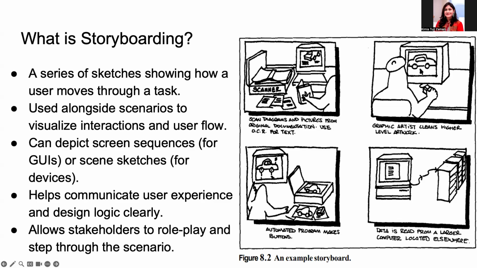Here, the storyboard shows a person using a system for digitizing images. It begins with the user scanning diagrams and pictures and then moves to the artist editing the images, followed by an automating program generating buttons, and finally data being read from a larger computer. Even without detailed drawing, the sequence clearly communicates the user flow and the system function.